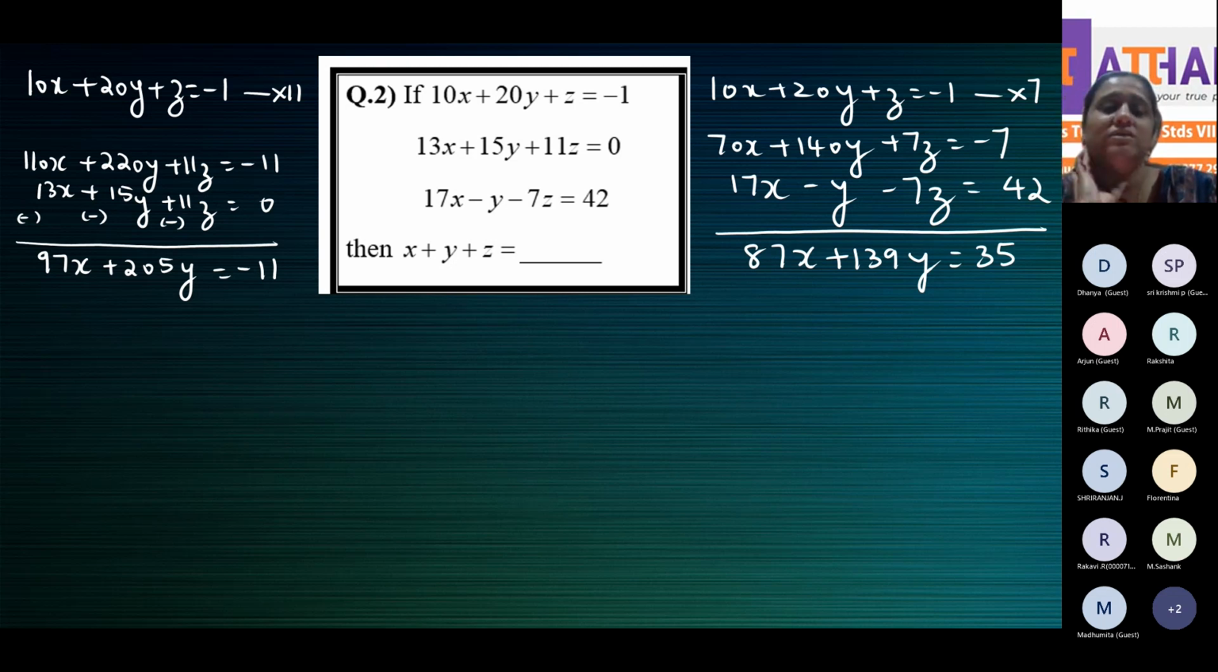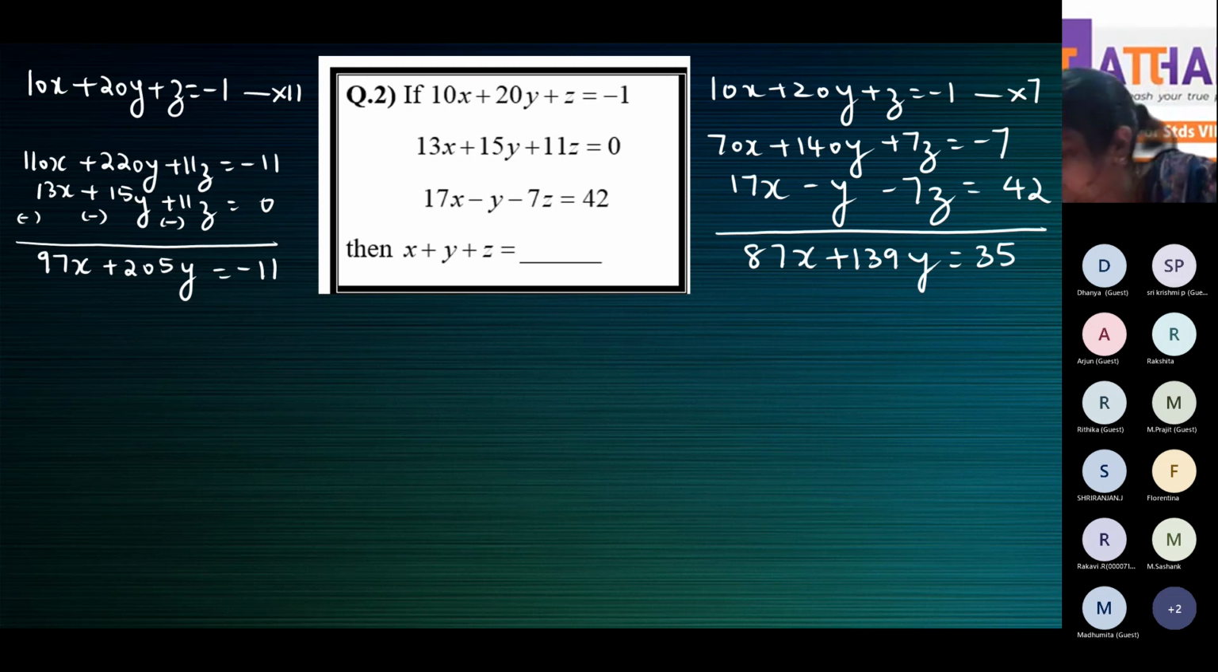So I have taken equations 1 and 2, 1 and 3, and I try to eliminate z in both the cases. Eliminating z. Yeah, so we have two different equations in x and y now. We'll have to solve these two and find the values of x and y.